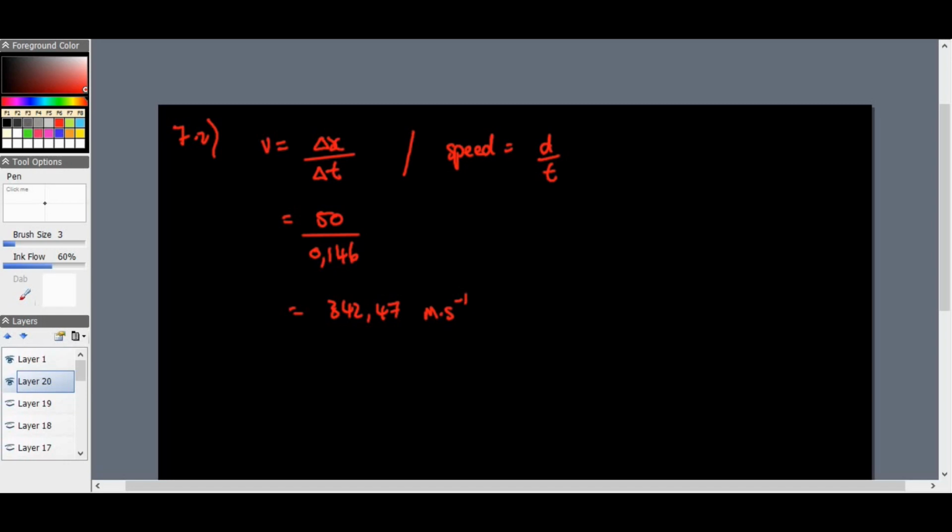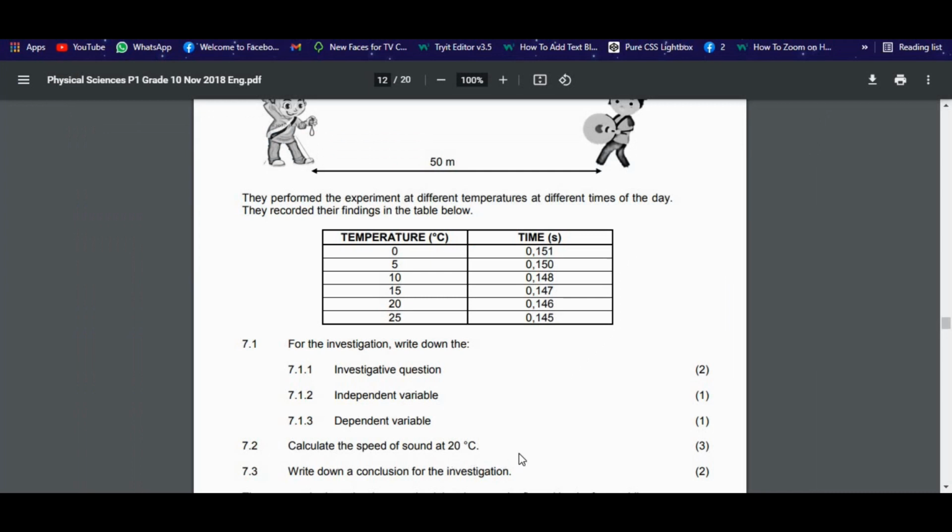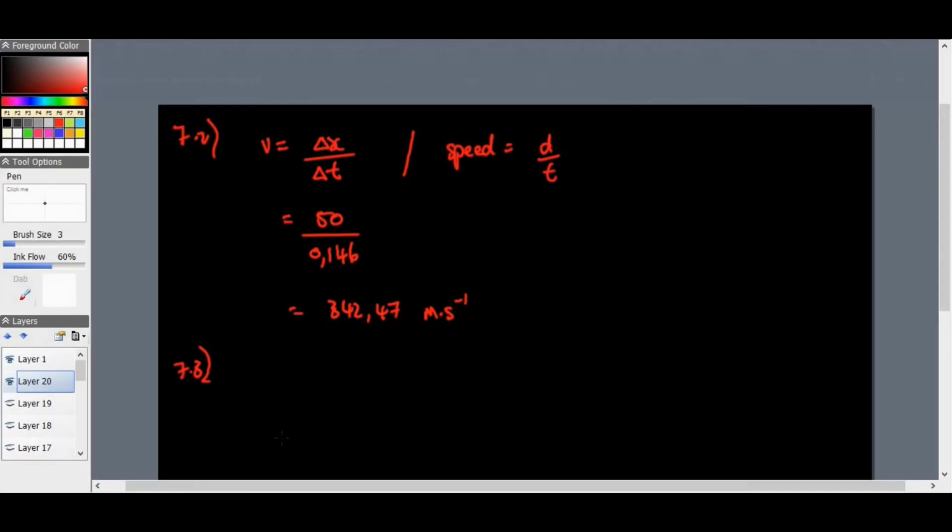Okay, almost done. Got 7.3 to go. Write down the conclusion for the investigation. Well, we can clearly see that as the temperature increases, the time it takes to travel decreases. So if the time is decreasing as the temperature is increasing, that means that the speed of sound is increasing.